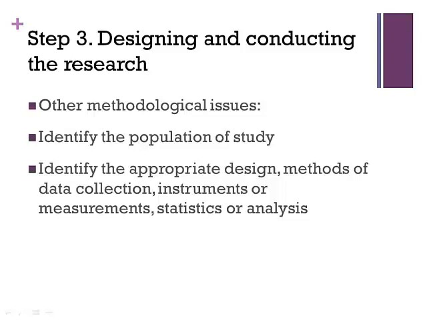In this step 3, you also have to consider some other methodological issues. We have to, for example, identify the population that we're going to study. We have to think about where we're going to access these people, or where we're going to observe these people, who are the people that are going to be participating in the study. And then we have to identify the appropriate design. The design is something we'll be talking about in the next section, but we also have to think about methods of data collection. Are we going to use surveys? Are we going to observe people? We're going to watch them, observe them with cameras, things like that. So how are we going to collect the data?